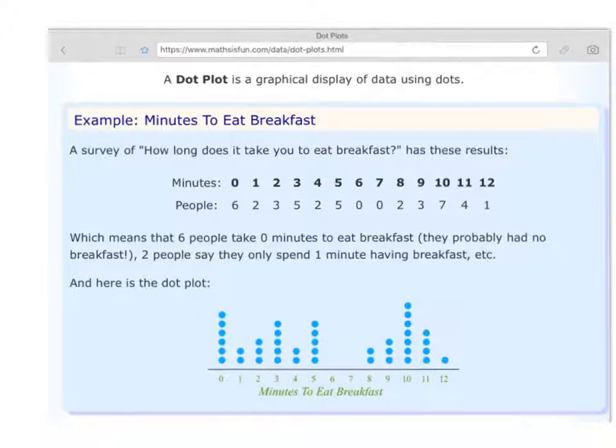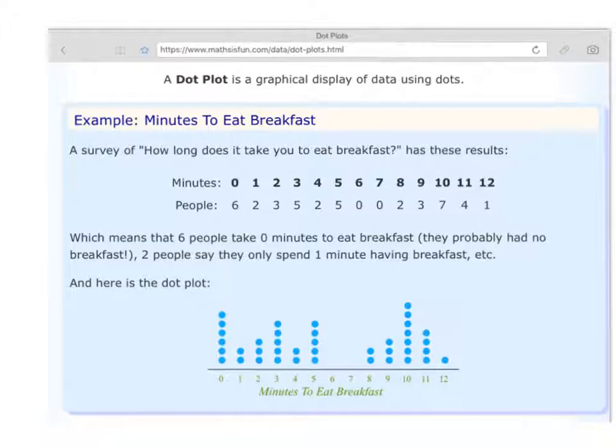So how many people responded that it took them 10 minutes? So take a second and count up how many respondents responded 10 minutes. Okay, so let's go to 10 minutes and count the dots. So this is 1, 2, 3, 4, 5, 6, 7. So 7 people reported that it took 10 minutes for them to eat breakfast.